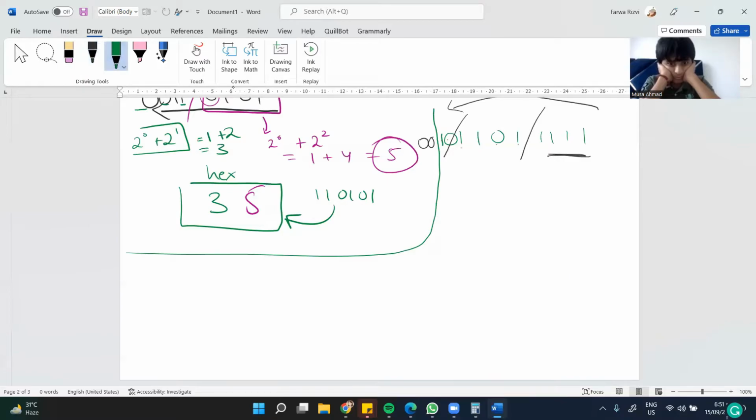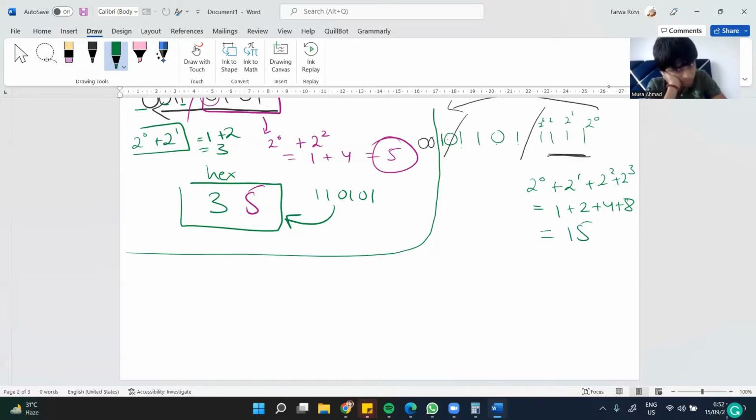As it has all ones, that means I'm going to add all these positions, because there's no 0 here. So this is 2 to the power of 0 plus 2 to the power of 1 plus 2 to the power of 2 plus 2 to the power of 3. And this is equal to 1 plus 2 plus 4 plus 8. Again, that same position format, 1, 2, 4, 8. And then this added up is 15. 8, 9, 10, 11, 12, 13, 14, 15.